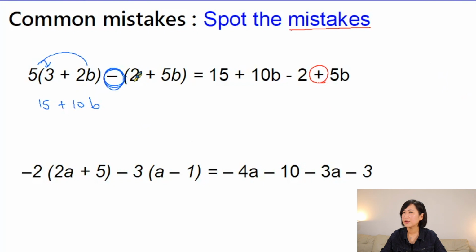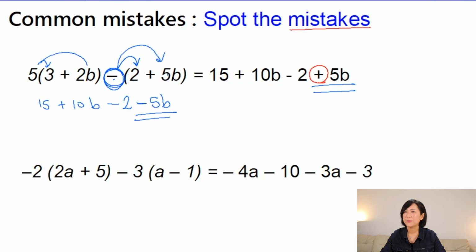This one, you actually distribute minus into the terms inside the bracket. So that means minus 1 times 2 is a minus 2. Then again, minus 1 times 5b is a minus 5b. So it's not a plus 5b. Then I also need to collect the like terms, because b and b, numbers and numbers. Then finally I can finish my simplifying, right?